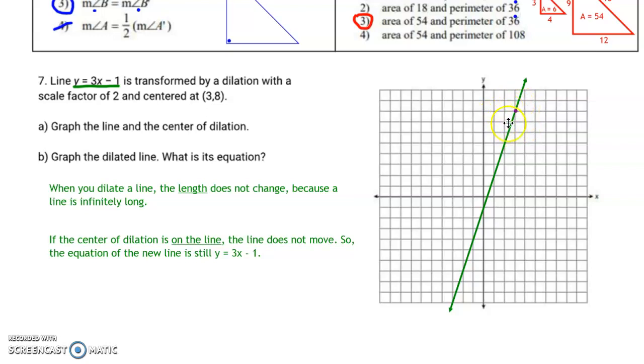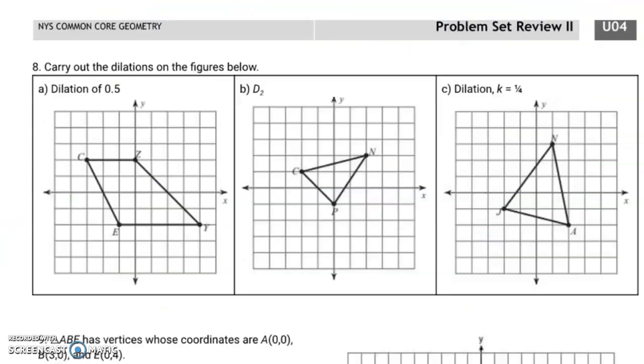Since the center of dilation is on the line, that means the line doesn't move this way, doesn't move that way. It doesn't move at all. The center of dilation being on the line means the line does not move. So the equation is still y equals 3x minus 1. Moving on to the next page of this problem set, pause the video and see if you got these right.